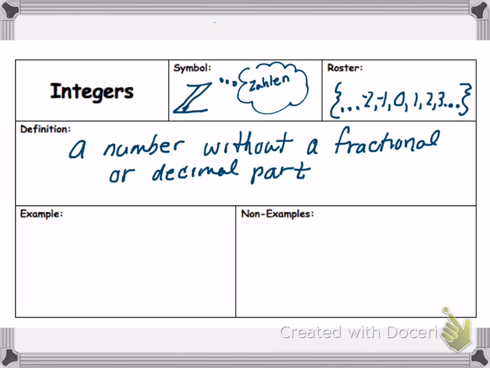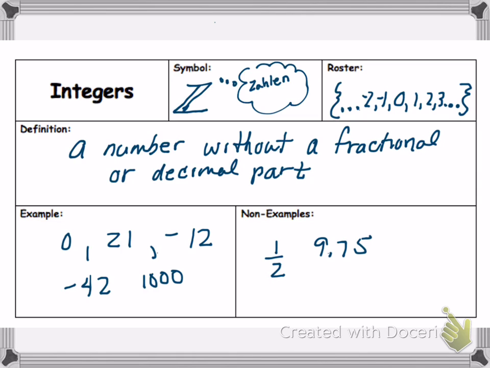So integers would be anything that is a number that you could use to count, 0, 21, but also like negative 12 and negative 42 and 1,000. And it is really whole numbers and their opposites. Non-examples would be things that are fractional, things that have decimals to them, and things that are irrational.